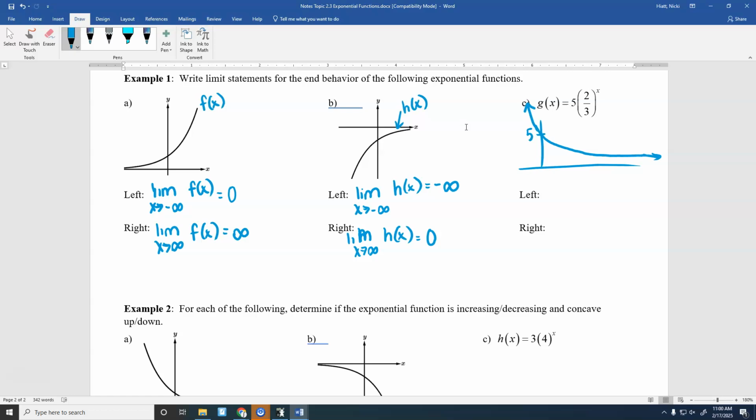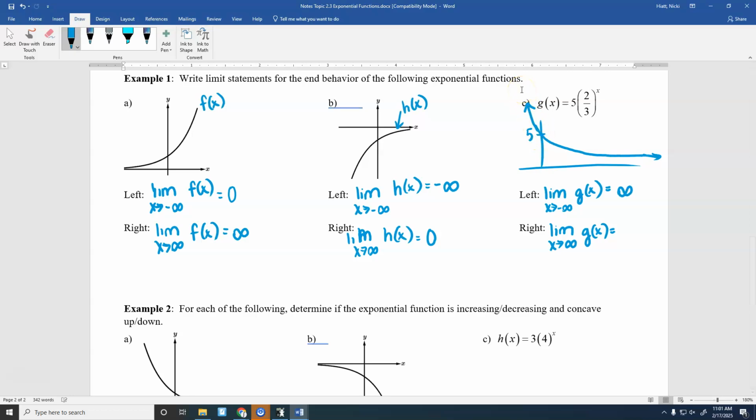Okay. So that b value tells you whether you're dealing with exponential growth or exponential decay, which is going to help you know what your end behavior looks like. So limit as x approaches negative infinity of, they call this one g of x, and limit as x approaches positive infinity of g of x. Okay, so Marley, on the left, what is this one doing?